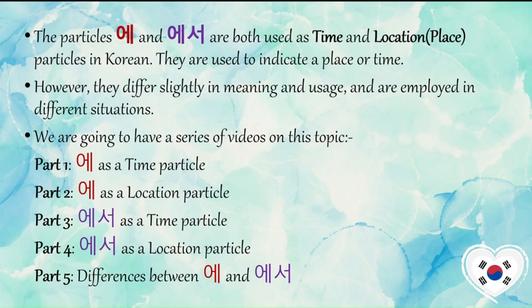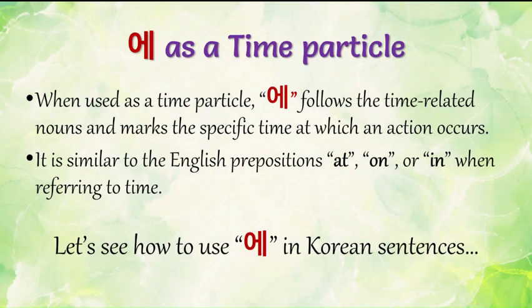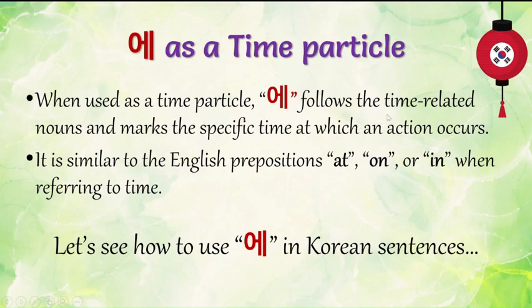Now as I said in the beginning, there is going to be a series of videos on this topic, that is these two particles. So here in the part 1, we are going to talk about the particle e being used as a time particle in Korean language. Okay, so now let's start with e as a time particle. Whenever this particle e is used as a time particle, it follows the time related nouns and marks the specific time at which an action occurs.